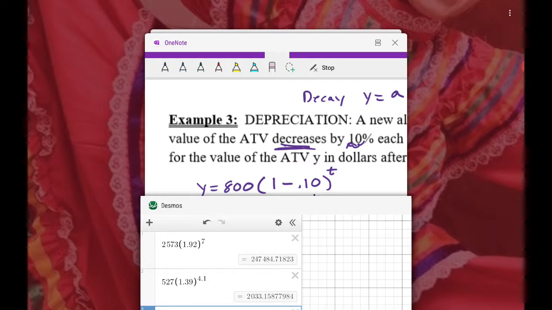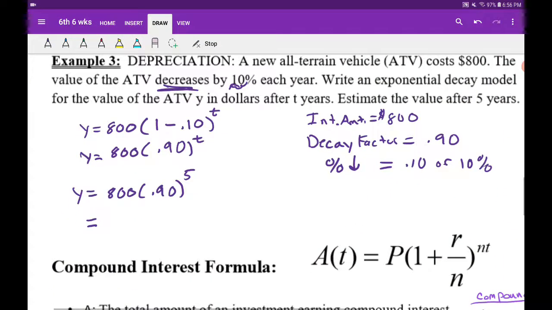Write that in over here. We're dealing with money, so round to the penny, the 100th place: 39. And there's the value of that ATV.